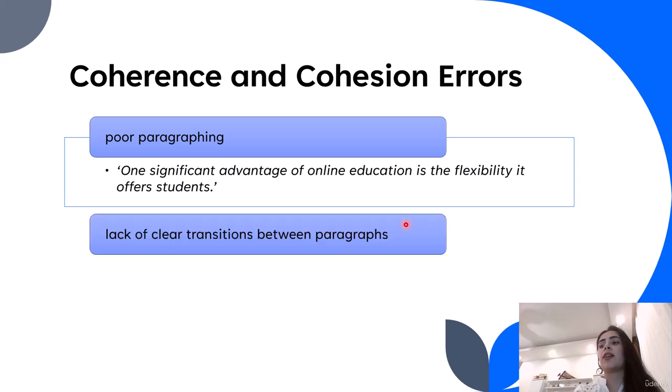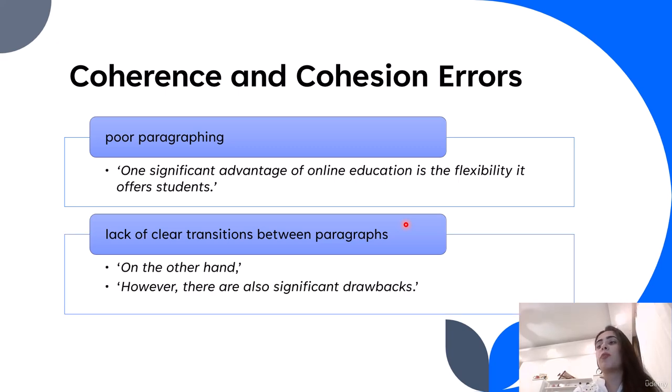Another error is a lack of clear transitions between paragraphs. Your essay should flow smoothly from one idea to the next. For instance, when moving from discussing advantages to disadvantages, you might use a transitional phrase like, "On the other hand," or "However, there are also significant drawbacks." This helps guide the reader through your essay and makes your argument more cohesive.